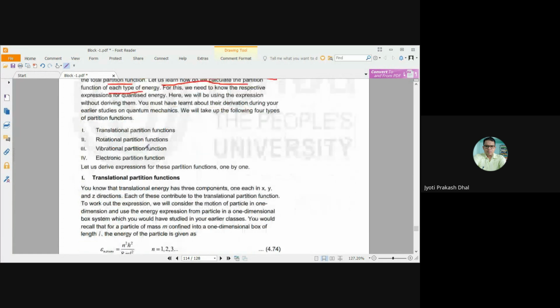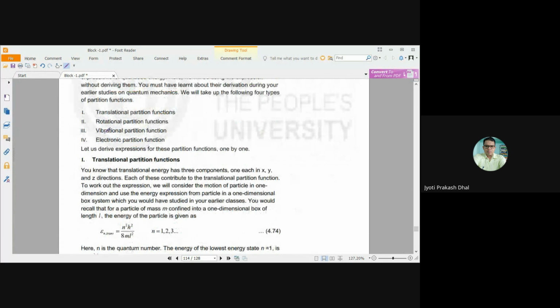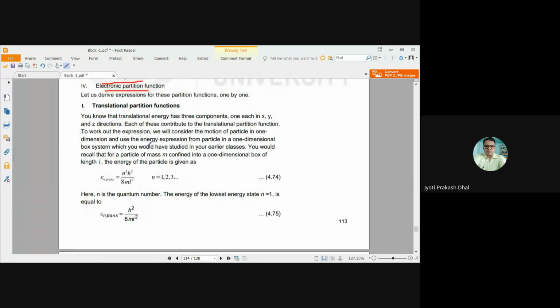So according to the different types of energy contribution, the different types of partition function will be the translational partition function, rotational partition function, vibrational partition function, and electronic partition function. So first we will calculate the value of the translational partition function.